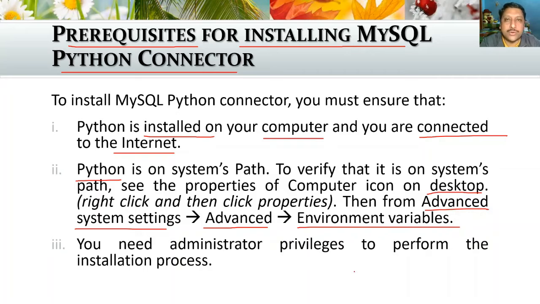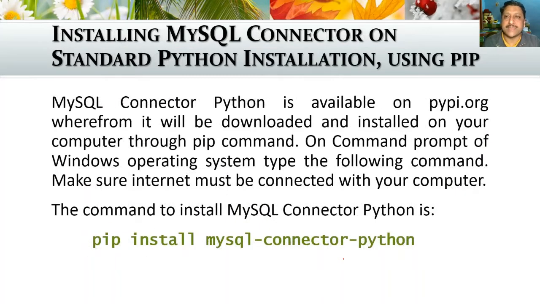Now to do all those things, you need administrative privileges. Administrative privileges means you must be the admin of the computer, or the account which you are using in the operating system must have admin privileges. These are the requisites. Next, installing MySQL Connector on a standard Python installation using pip.